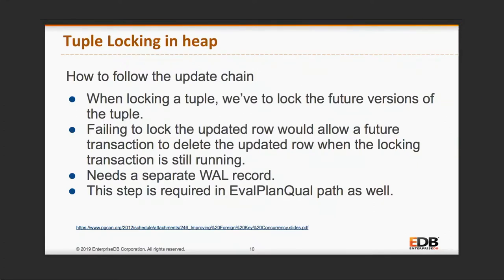although there is an in-progress locker on that. So that's wrong. To address that problem, every time we lock a tuple, we have to propagate all the locker information. We have to lock the future versions of the tuple as well. And every time we do that, we need to emit a WAL record for that, right? And we also have to follow this path for EvalPlanQual. So this is a pretty important part that we have.